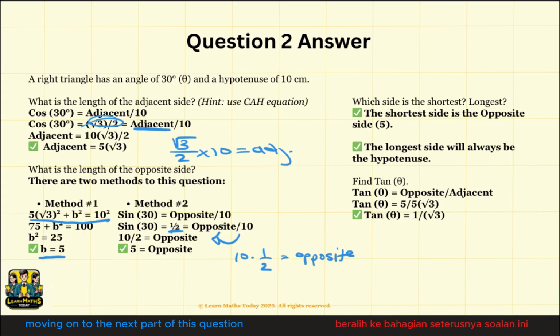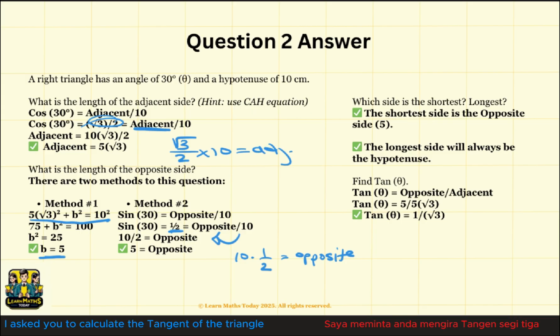Moving on to the next part of this question, I asked you to determine the shortest and longest sides. This question was supposed to be very simple and self-explanatory. I just wanted to help you visualize the side lengths and triangle configuration. So based on our calculations of the adjacent and the opposite, it's clear that the shortest side is the opposite. And by using the knowledge we gained earlier, knowing that the hypotenuse will always be the longest side, we can make the assumption that that will be the longest side. And also, if you look at it mathematically, the hypotenuse is 10 centimeters and the opposite and adjacent are both around 5 centimeters. So it's definitely the longest side.